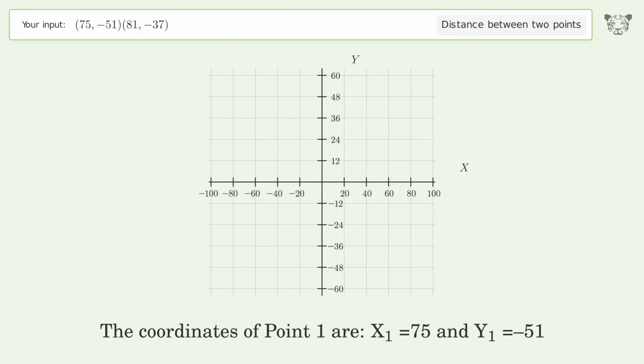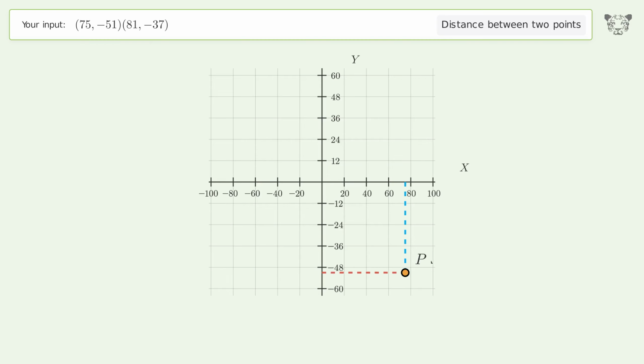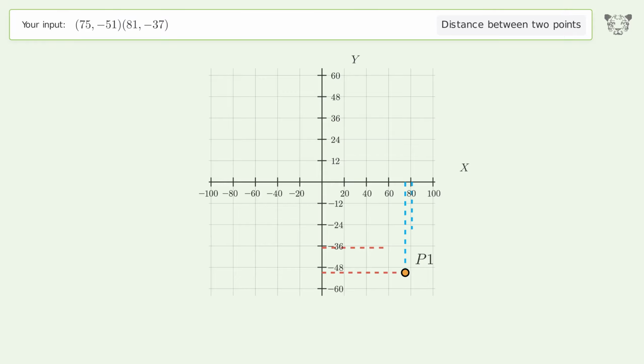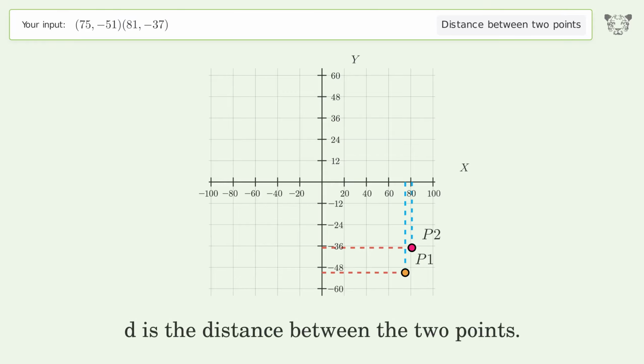The coordinates of point 1 are x1 equals 75 and y1 equals negative 51. The coordinates of point 2 are x2 equals 81 and y2 equals negative 37. D is the distance between the 2 points.